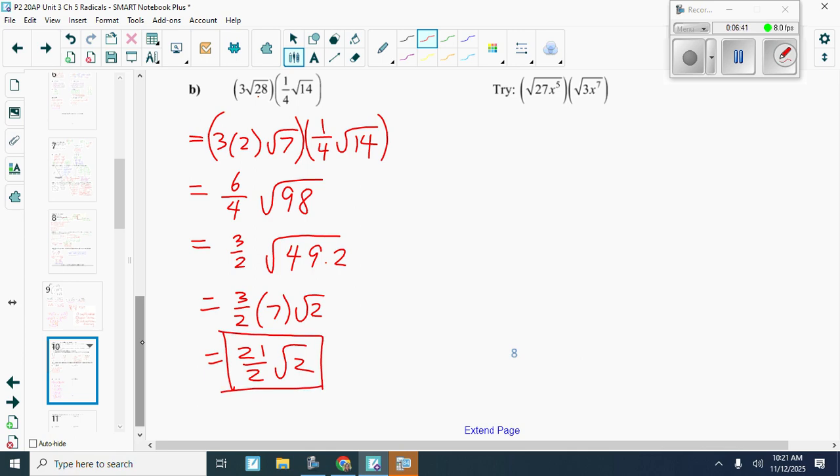I want you to take a moment and solve this a second way. Instead of simplifying first, I want you to multiply the coefficients together, multiply the radicands together, and then simplify. And then I want you to compare and see which one took less steps or which one would be more intuitive for you to do, because sometimes we tend to do one way or the other.